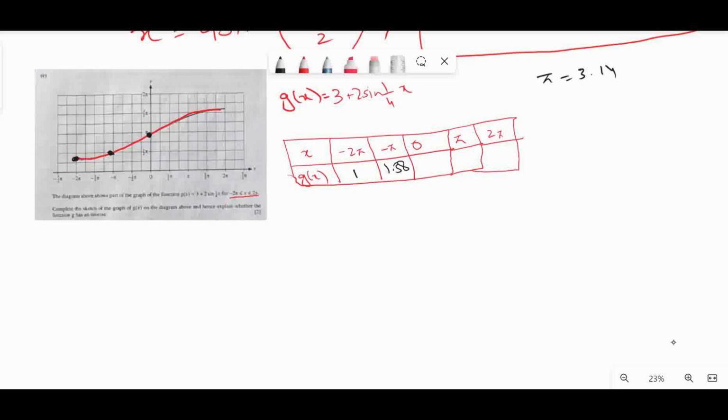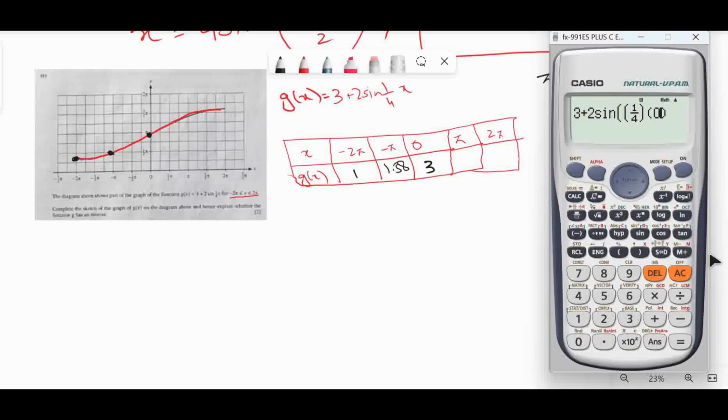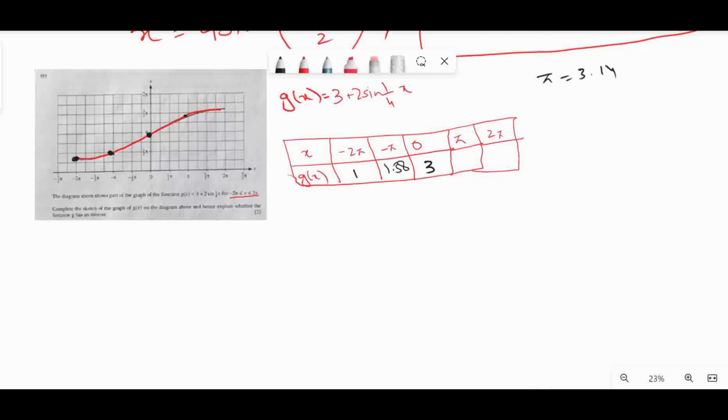Now similarly, the next value is at 0, it's 3. The next value is pi. So simply write pi here. So this will be equal to 4.4. So 4.4 means that this will lie somewhere here.